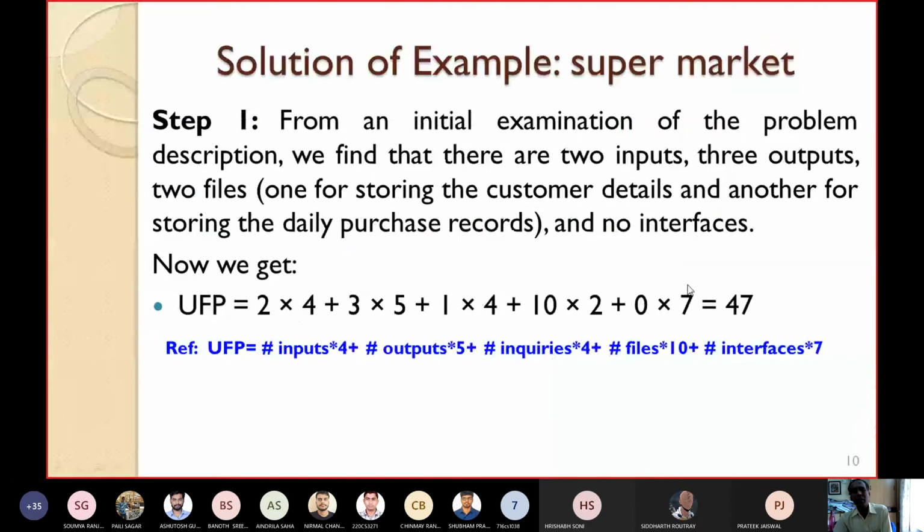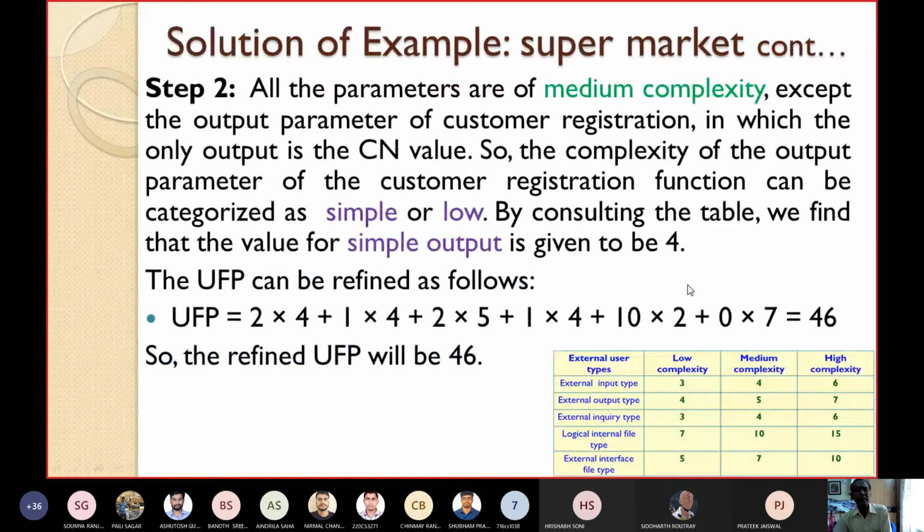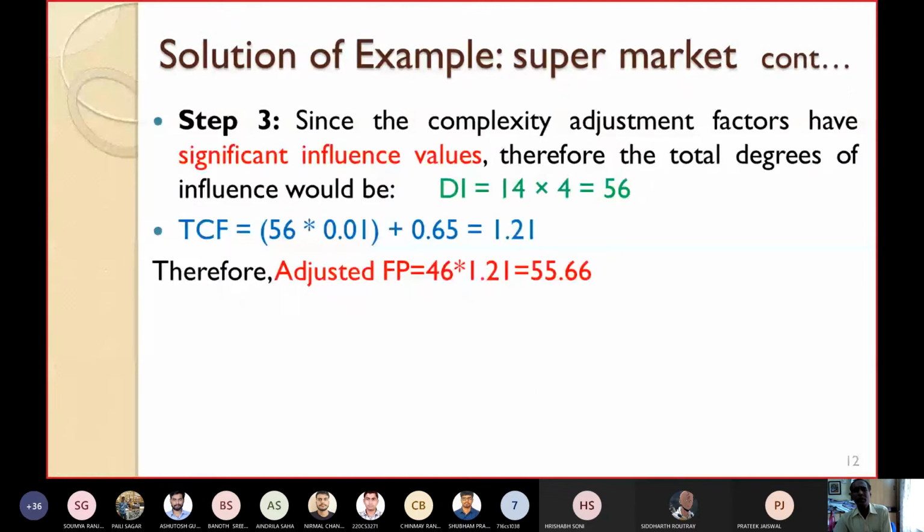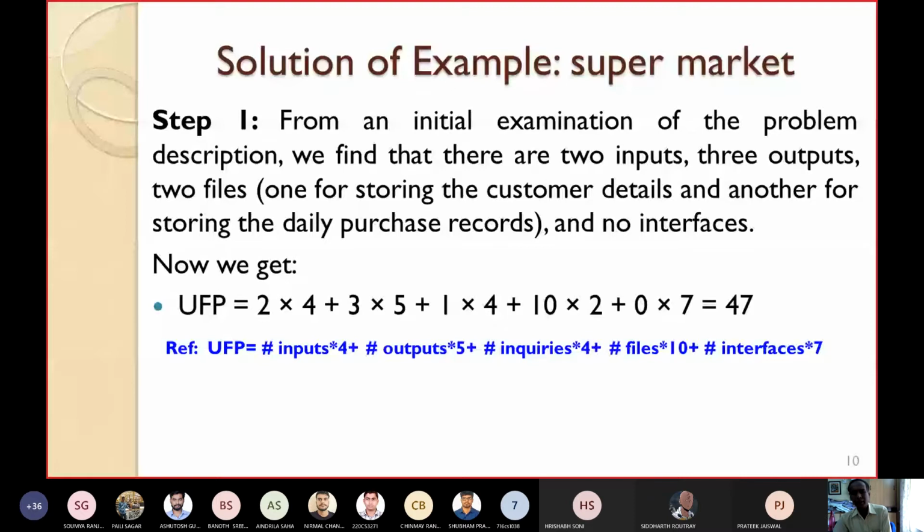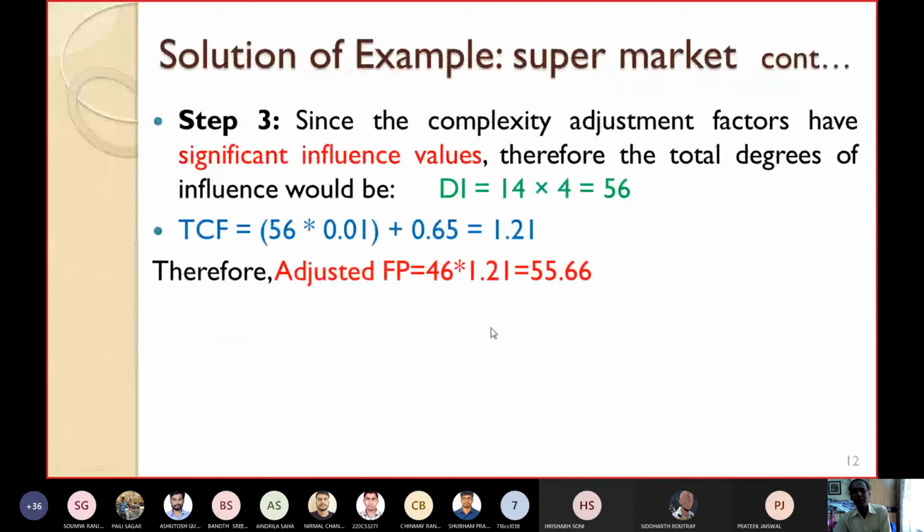Then you again closely analyze and find the refined value. The next step is the complexity adjustment factors, or the general characteristics values. Already in the problem it is given that they are of significant influence, and for significant influence we know the value is 4.